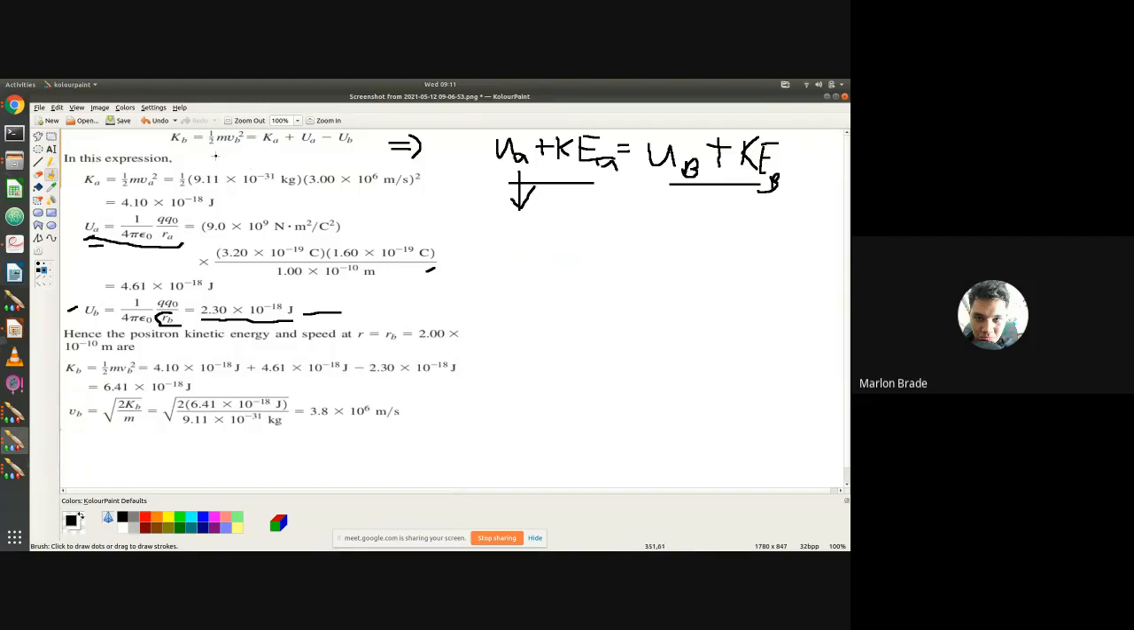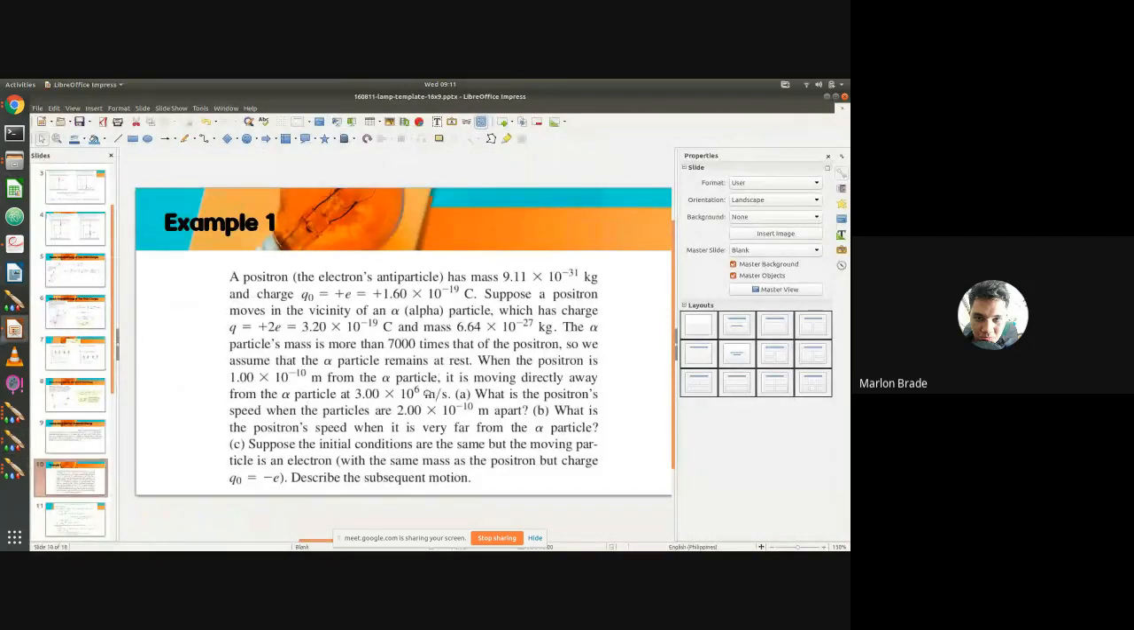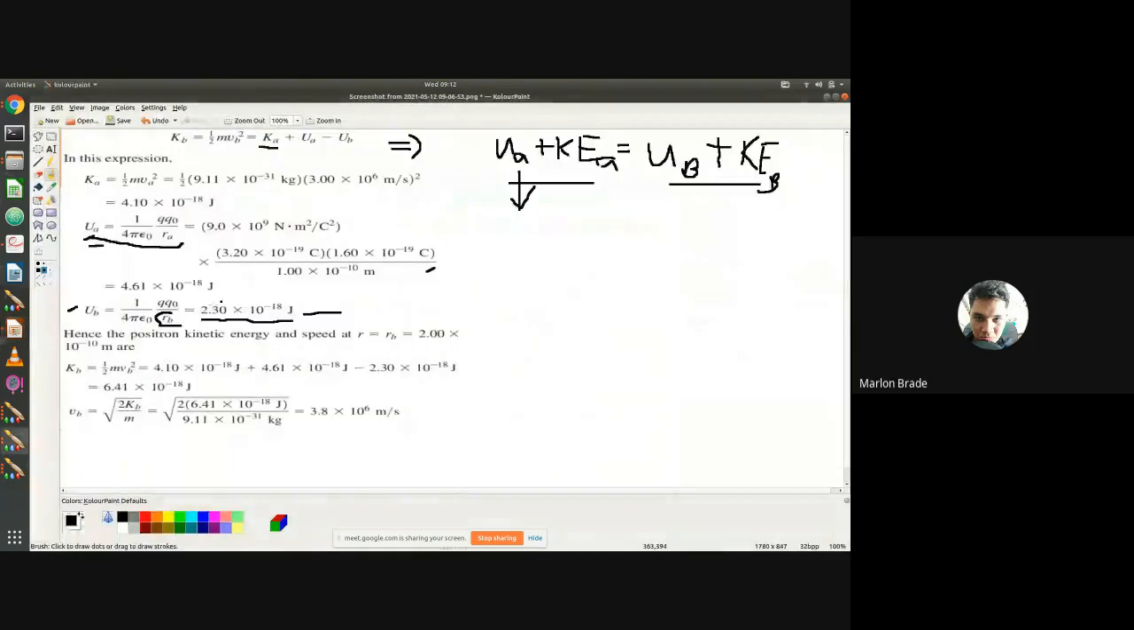Can we get K_A? K_A is solvable because the initial velocity is given. The speed of the positron when it is 1.00 times 10 to the negative 10 meters from the alpha particle is 3.00 times 10 to the 6 meters per second. The kinetic energy is 1 half m v squared. The mass of the positron is 9.11 times 10 to the negative 31 kilograms. So this is very easy. Computing 1 half m v squared, you get 4.10 times 10 to the negative 18 joules.